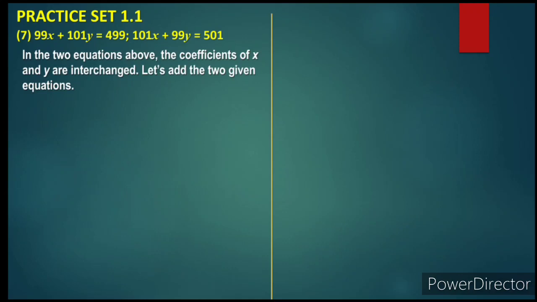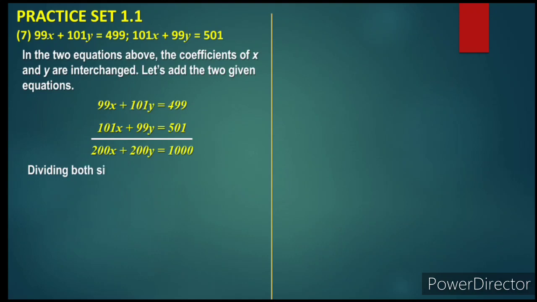So let's write the equations. First, 99x plus 101y equals 499. Then 101x plus 99y equals 501. We'll add the equations. 101 plus 99 is 200, so 200x plus 200y equals 1000. You will see there are three terms, 200x, 200y, 1000, and 200 is common. So we will divide both sides of the equation by 200.